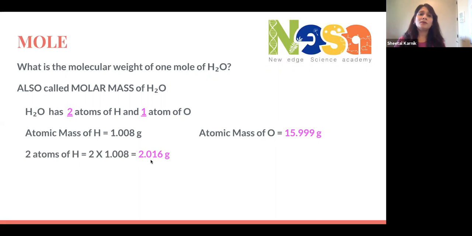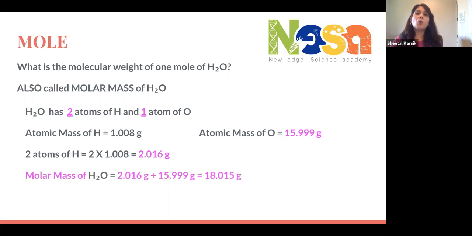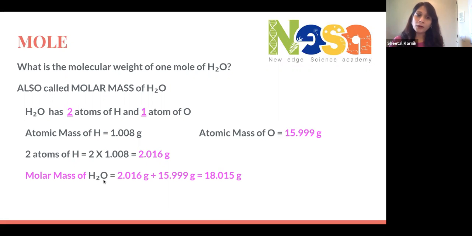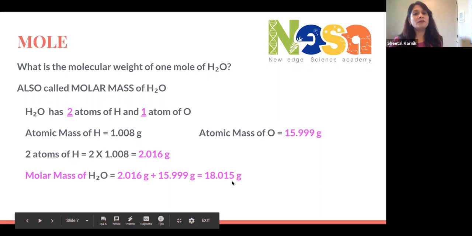Then all I have to do is put it all together, put the weight of hydrogen and oxygen together to find the molar mass of water. And therefore, the molecular weight of 1 mole of water, or the molar mass of water, is 18.015 grams.